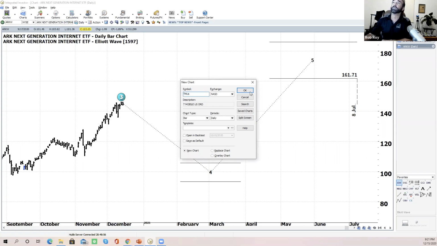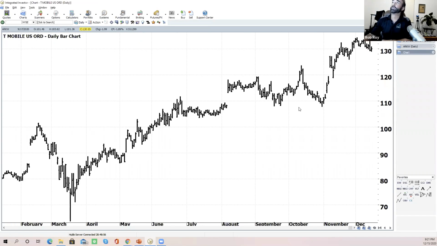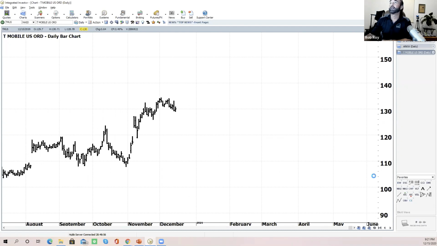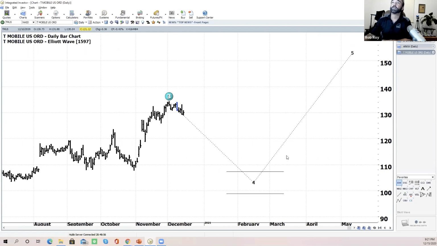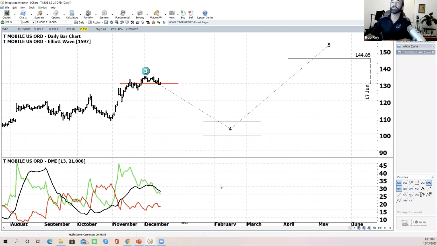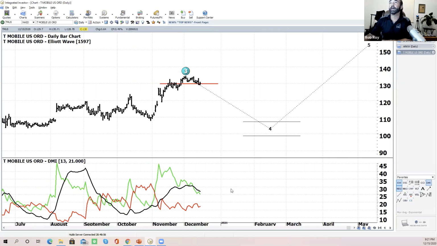We looked at T-Mobile. So let's see what T-Mobile's doing. Not a whole heck of a lot. Still in a wave 3, trying to hold this area here at 130, which is a pretty important support level. Now you can see the DMI has changed a bit from 2 weeks ago. The ADX has rolled over. The positive directional indicator is heading down. The negative directional indicator is heading up.